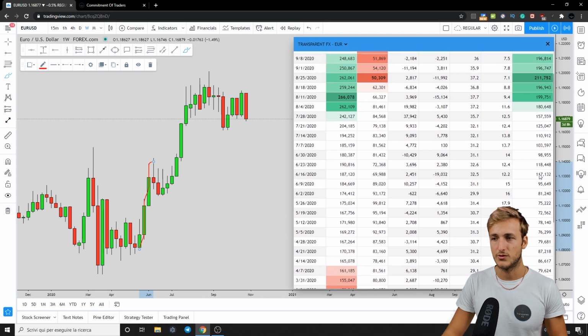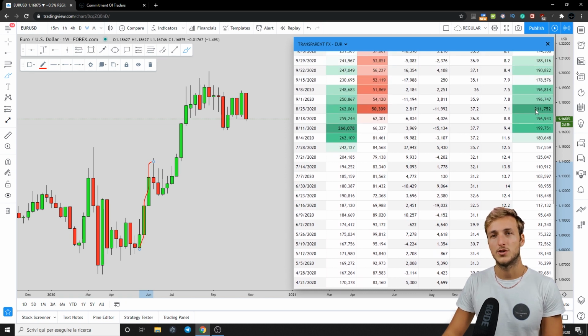And then it just went increasing and increasing and increasing all the way to reach 211K net positions, and the market continued to the upside very aggressively. And in fact, that is exactly what we expected.